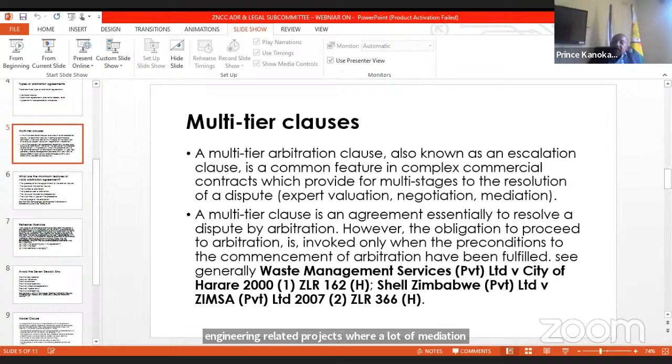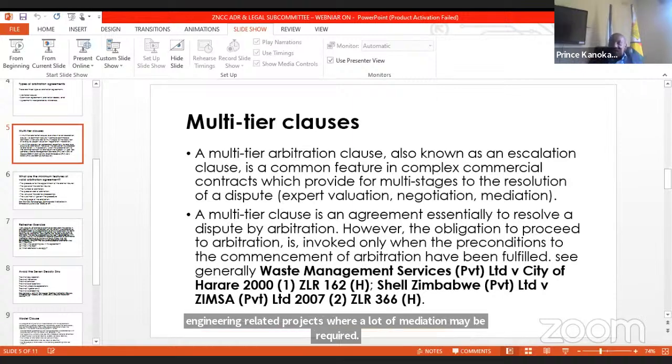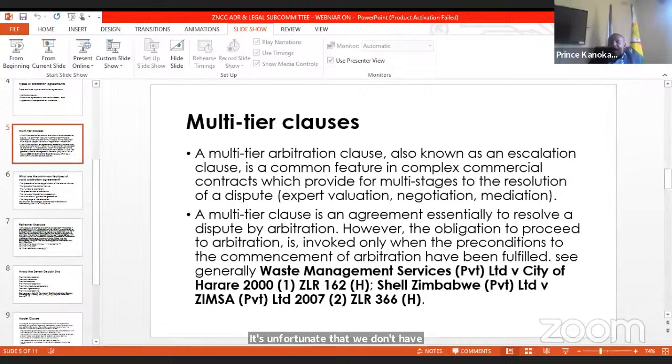It's unfortunate that we don't have a mediation center per se, but we do have trained mediators in the country, and some of them are the ones who specialize in these areas. So I've also noted down there some cases which can be of assistance to somebody who, when they want to find out more information about multi-tier clauses.